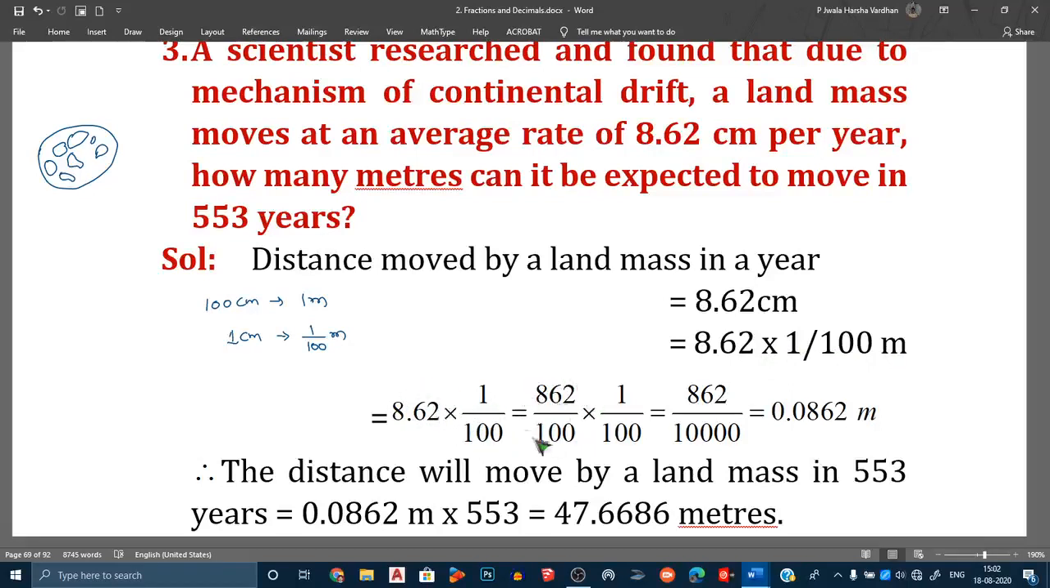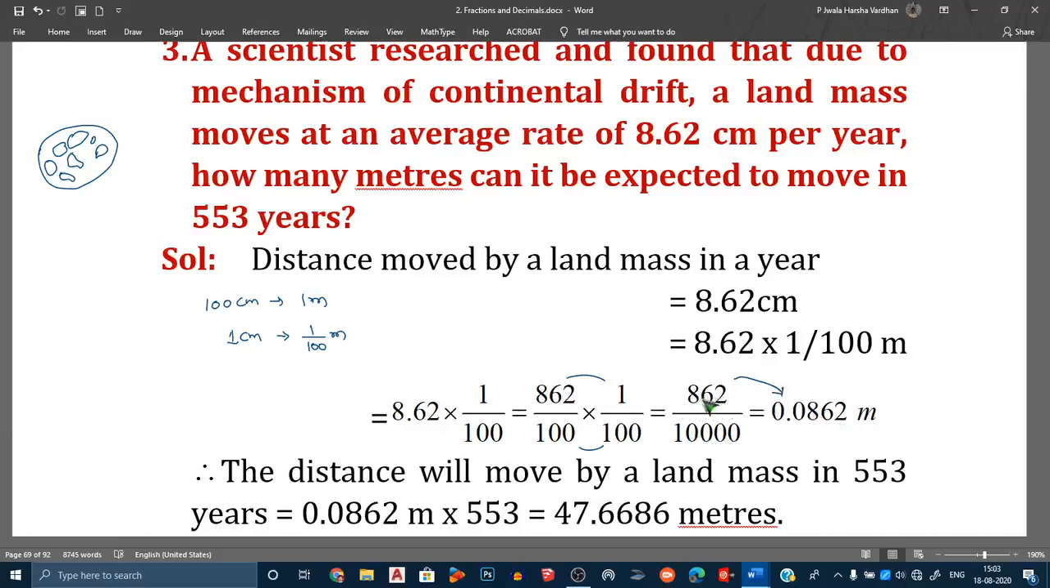Now you can write 8.62, which is in decimal form, in the form of a decimal fraction, which is 862/100 into 1/100. So now it is the multiplication of two fractions. Multiply numerator and denominator, which is 862 by 10,000. Now you can again convert into decimal form. How many zeros are here? 4 zeros. So leave 4 digits from the right side and put a point here.